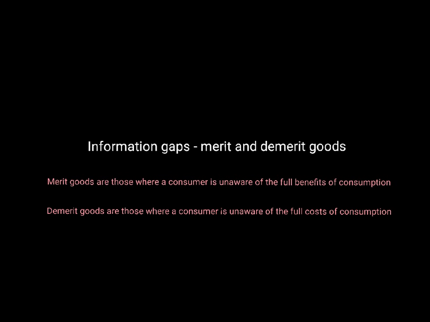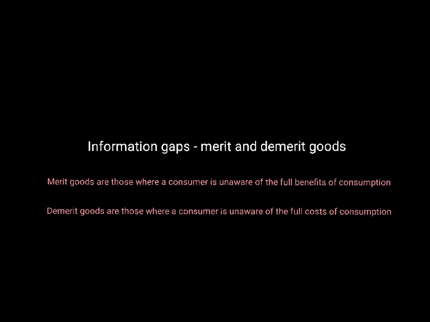If we think about a merit good, first of all, a merit good is where a consumer, so it's important to remember that with merit and demerit goods, the information failure is on the part of the consumer. The consumer is unaware of the full benefits of the consumption of that good. And a demerit good, a very similar definition, again, it's about being unaware, but this time the full costs of consumption. So let's just think a little bit more about what those benefits and costs might be.